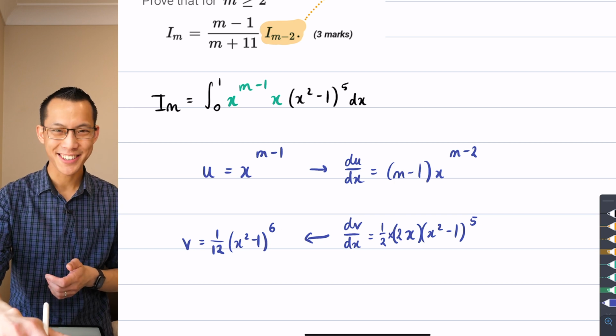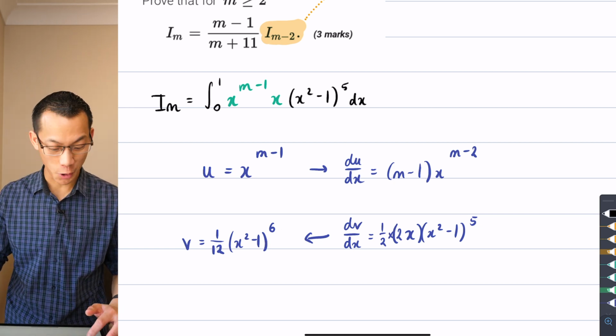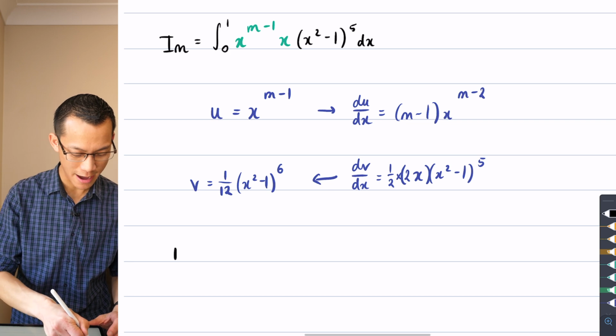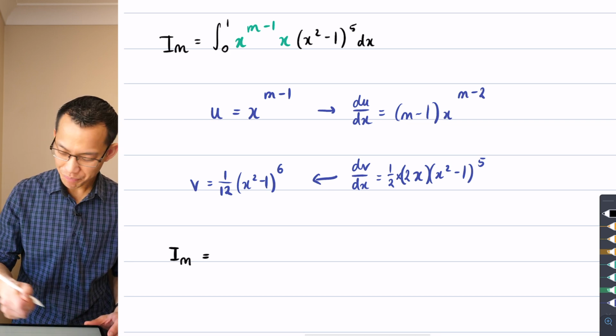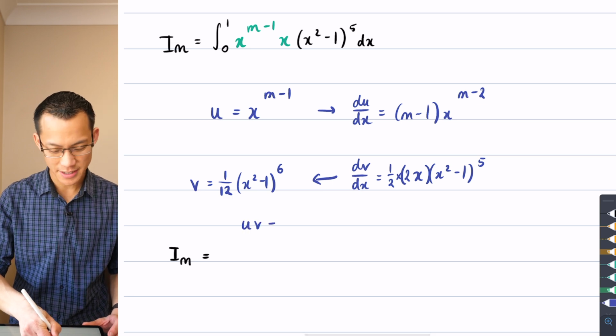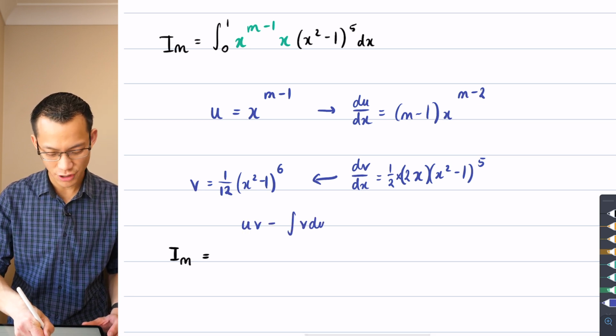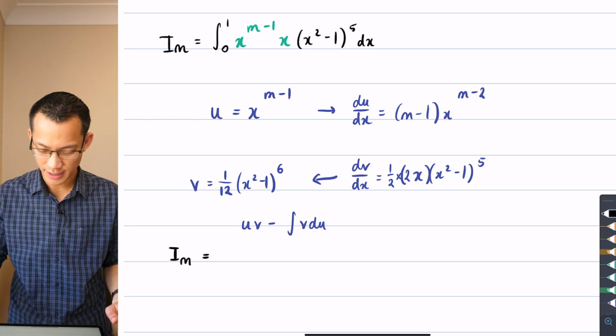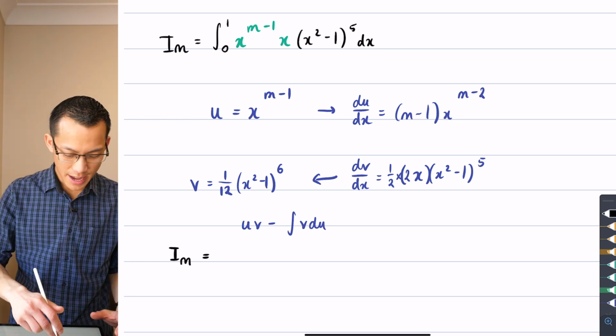So far so good. Now I'm ready to actually quote what integration by parts tells me about I sub m. Just to prompt my memory, it's going to be uv minus the integral of v du. So it's just a bit of a straight substitution here. So let's have a go.